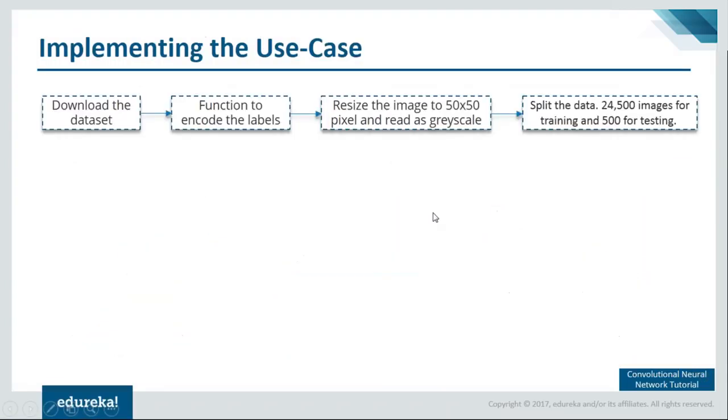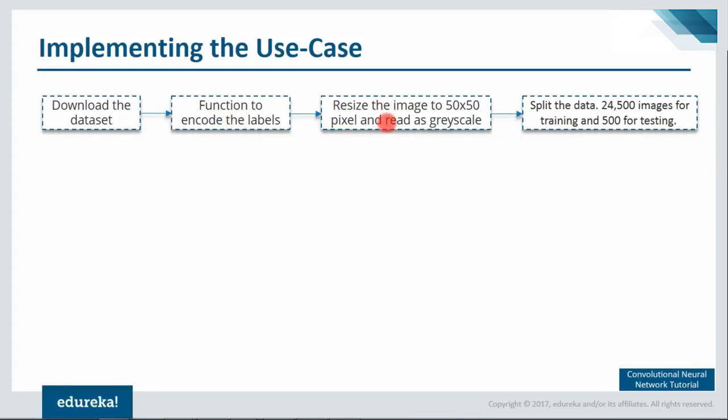Now, let me tell you the steps involved in it. What we are going to do in the beginning is obviously first we need to download the data set. After that, we are going to write a function to encode the labels. Labels are nothing but the dependent variable that we are trying to predict. So in our training data and testing data, obviously we know the labels, right? So on that basis only we can train our model. So we are going to encode those labels.